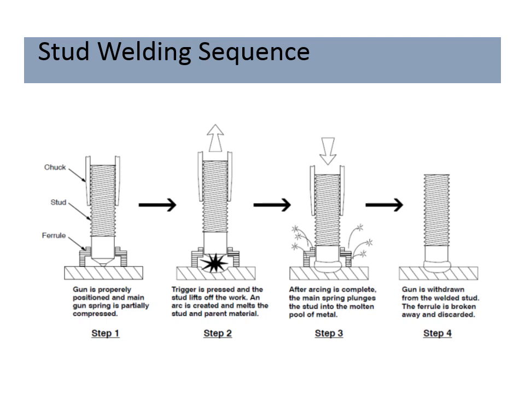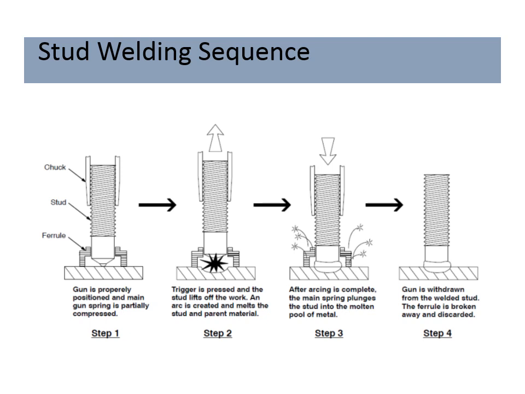So you touch that down, you pull the trigger, and the stud lifts off the work. We're on step 2 there. An arc is created and melts the stud and the base metal, the parent metal. After arcing is complete, the main spring plunges the stud into the molten pool of metal. So you've struck an arc, you've melted the end of the stud and some of the base material. Now a little timer goes off and there's a spring and it just jams that stud into the liquid metal that was created from your arc.